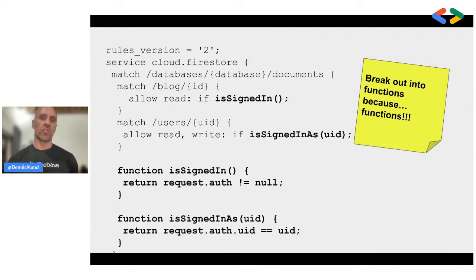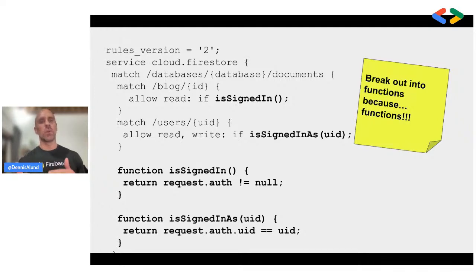But hey, that was a lot, right? We want to reuse this information, so break it out into functions, because functions are great. Luckily, you can declare functions also in the rules language of Firestore. So you just put it down at the bottom and call it isSignedIn. And then in that function, you check request.auth is not null. Then I can use it further up in my rules and say, you're allowed to read any blog post if you're signed in.